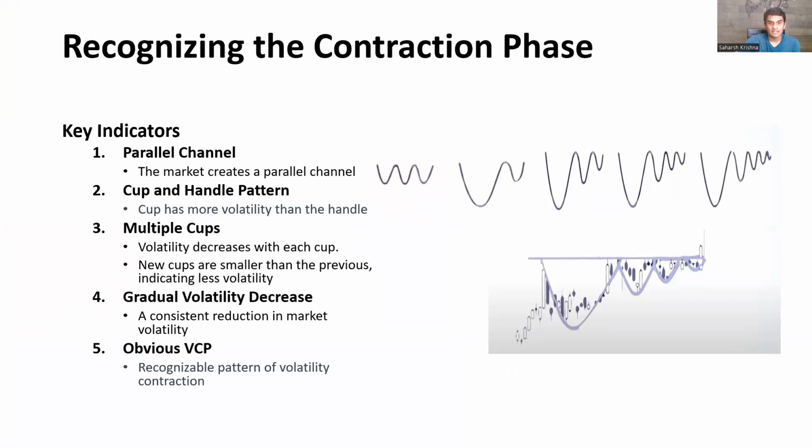Recognizing the contraction phases, the key indicators are: One, parallel channel forms. A tight range hints at contraction. Two, a cup and handle pattern. Cup volatility exceeds handle. Three, multiple smaller cups, decreasing volatility. Four, gradual volatility reduction, narrower daily ranges. Five, obvious VCP patterns emerge, clear contracting volatility. As you see, contraction indicators reflect decreased volatility, which signals periods of indecision building in markets.